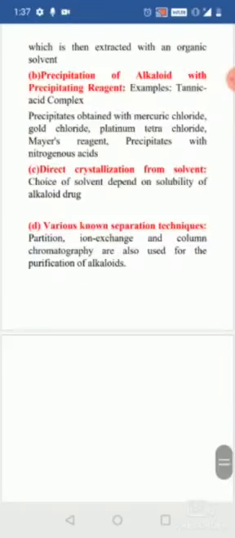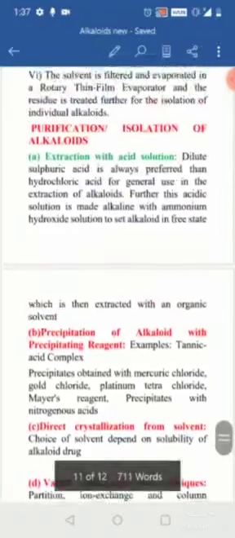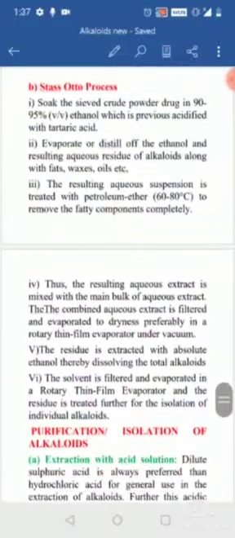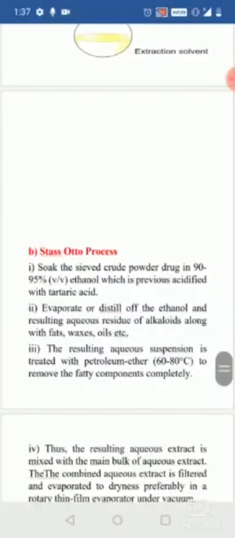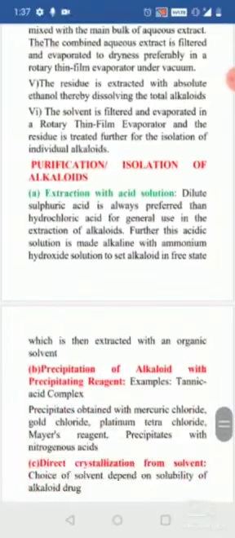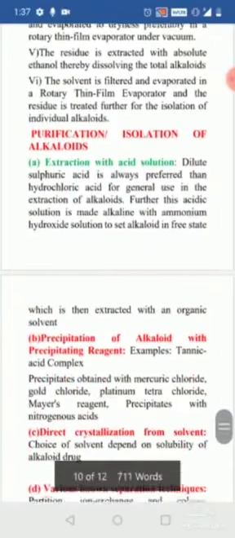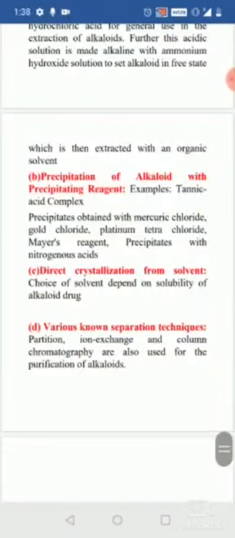Coming to the various other techniques like partition, ion exchange and chromatography techniques, you use them for further purification of the alkaloid. Here it is extracted by using two methods, one is the Soxhlet extraction method and the other is the Stas-Otto method. When coming to the purification, you can go with many methods like extraction with the acidic solution, precipitating with the alkaloidal precipitating reagent, direct crystallization, chromatographic techniques and many others.